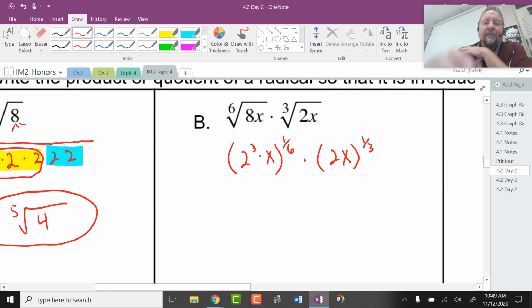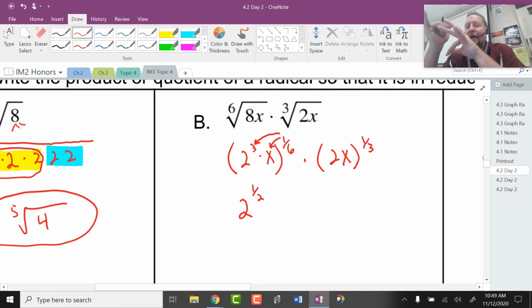But the other reason I did this is, something actually happens. I can distribute this power. This is a power raised to a power rule. And then, David, what's 3 times 1/6? Because that's what happened. There you go. And I'm going to make this 1/2 power now.